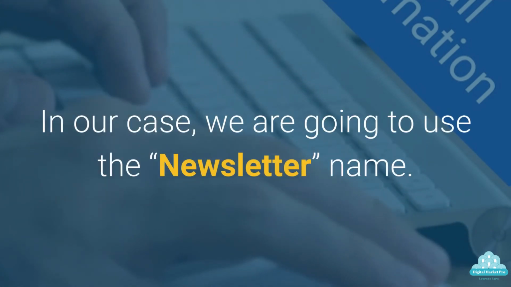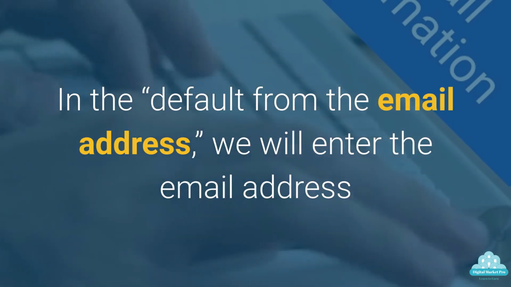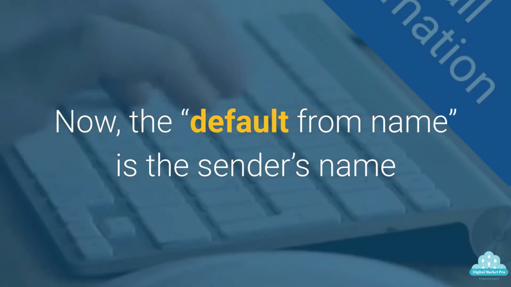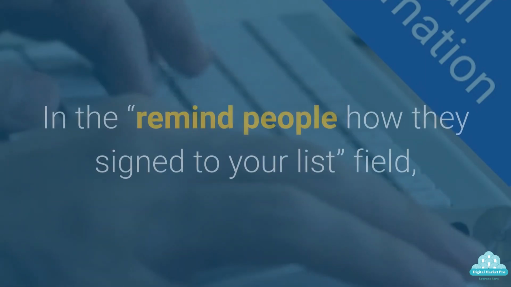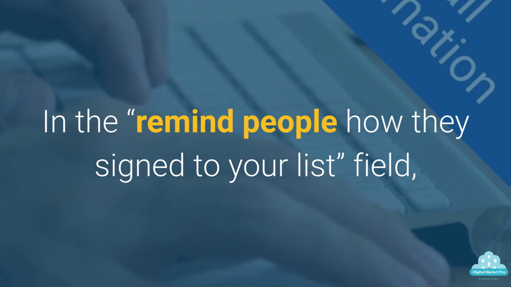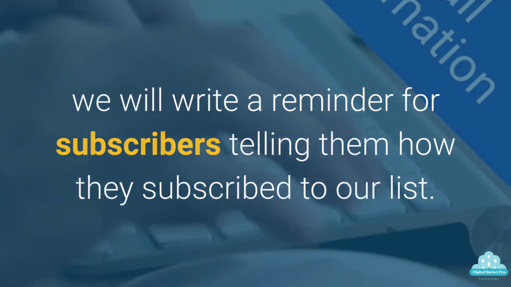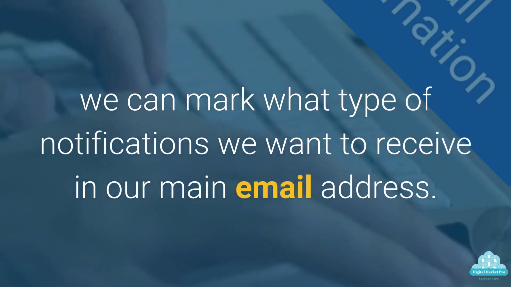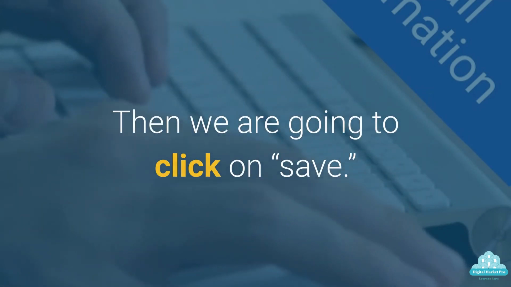In our case, we are going to use the newsletter name. In the default from email address, we will enter the email address that we want our email leads to see when they are contacted from this list. Now, the default from name is the sender's name that our subscribers will see, so we use our business name. In the Remind People How They Signed Up to Your List field, we will write a reminder for subscribers telling them how they subscribed to our list. In the Notifications section, we can mark what type of notifications we want to receive in our main email address. Then we are going to click on Save.